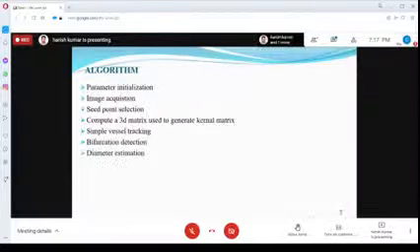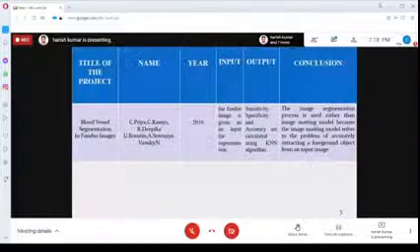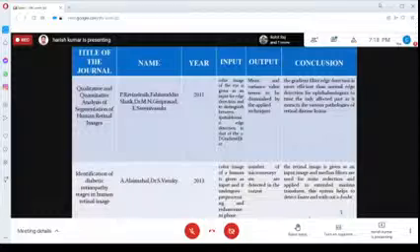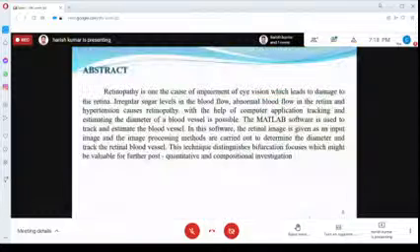First, I am going to explain retinopathy. Retinopathy is one of the causes of impairment of eye vision, which leads to damage to the retina. Irregular sugar levels in the blood, abnormal blood flow in the retina, and hypertension cause retinopathy. With the help of a computer application, tracking and estimation of the diameter of a blood vessel is possible. MATLAB software is used to track and estimate the blood vessel.